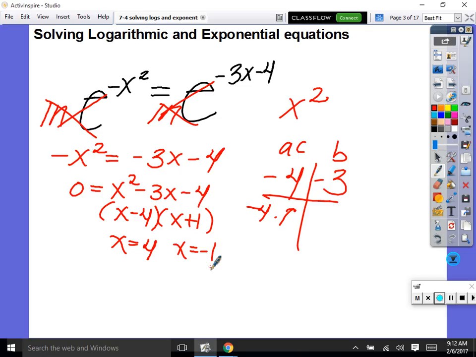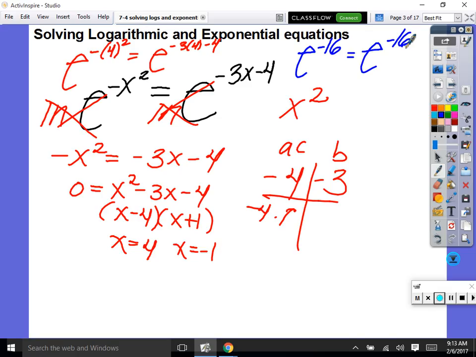Everybody, calculators. This is where I need you calculating. So let's check 4. You'll go back to the original: e to the negative 4 squared. Now, this negative is not squared. Looking at the problem, equals e to the negative 3 times 4 minus 4, and we could even just use our own hands of algebra here. So we don't even really need a calculator. Look, that's e to the negative 16 equals e to the negative 16 when I plug in 4, isn't it? Guys? So that is the same thing. Do you see what I'm saying?